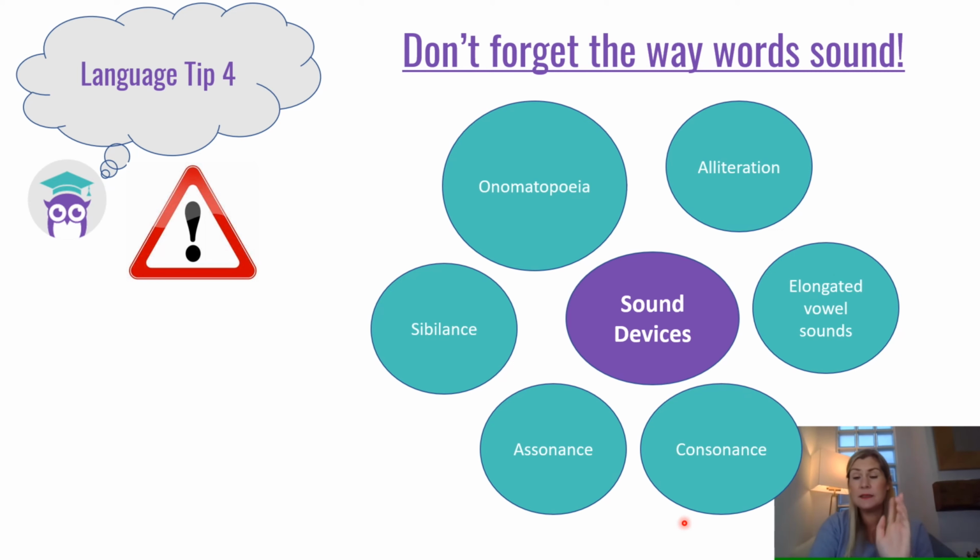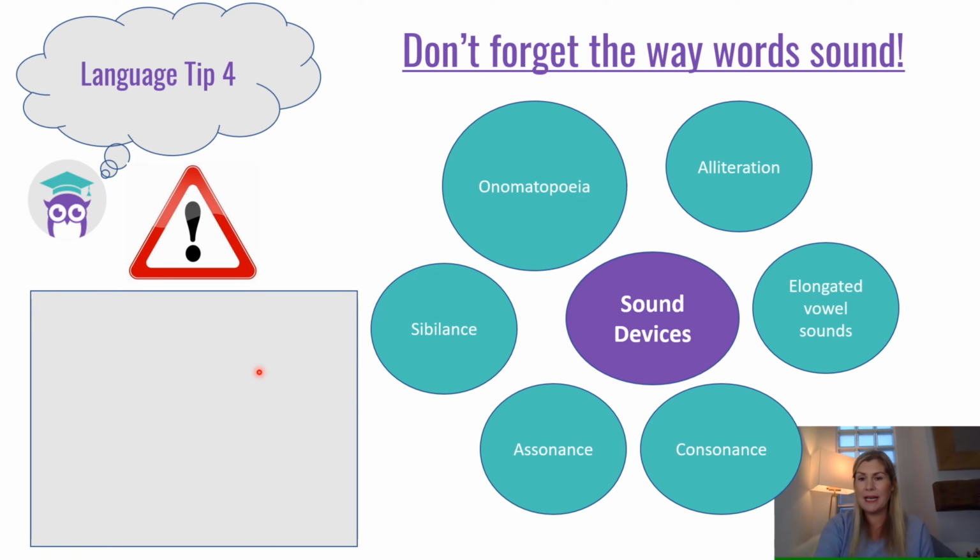Consonance is repeated consonant sounds. Assonance, repeated vowel sounds. That's how you create rhyme. And we've got sibilants, which is the repeated sound. So all of these are sound devices that you can use in your work. Now you can see here I have a warning sign. There is a danger moment here, and I want to show you what I mean.